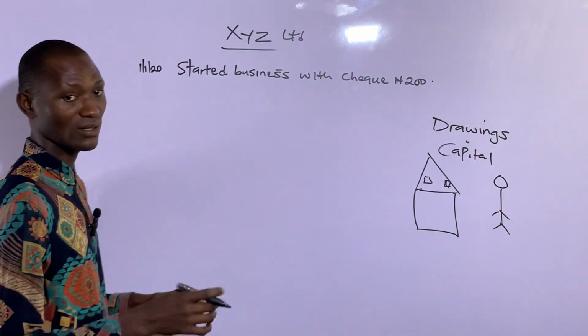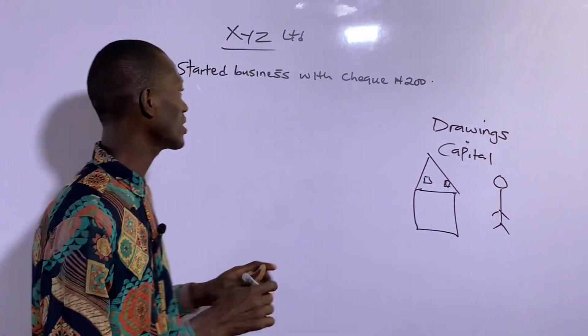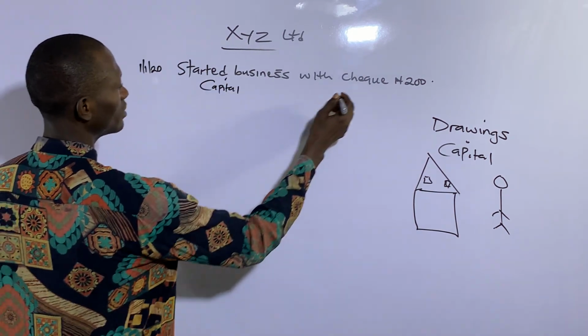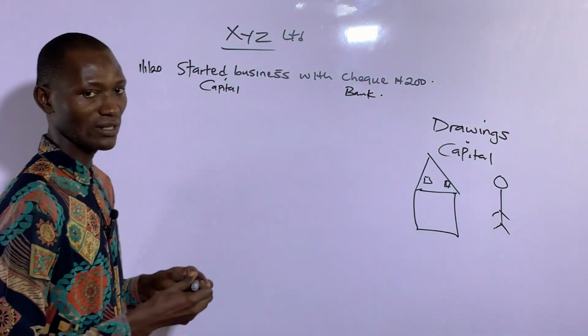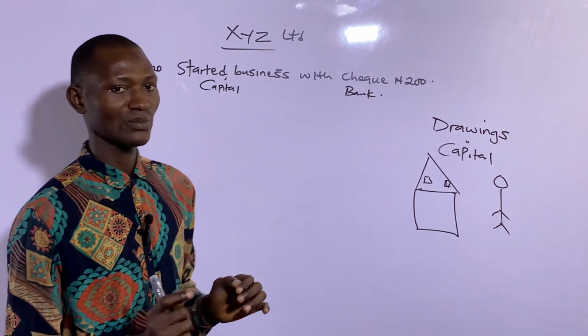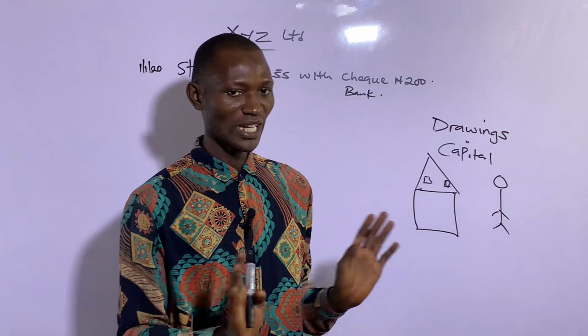The first step says identify the two accounts involved in a business transaction. So the two accounts here are capital account and bank account. Don't forget, I did say the business entity concept states that the owners should be treated separately, different from the business. So they are two different entities.